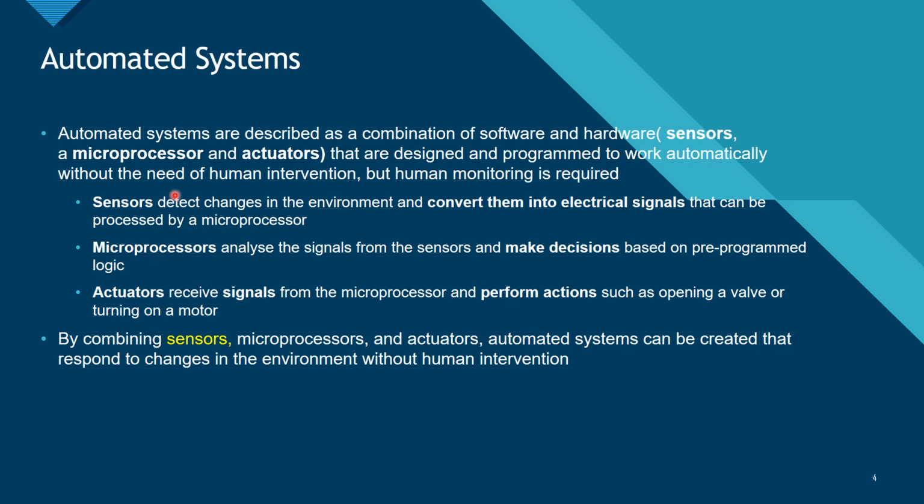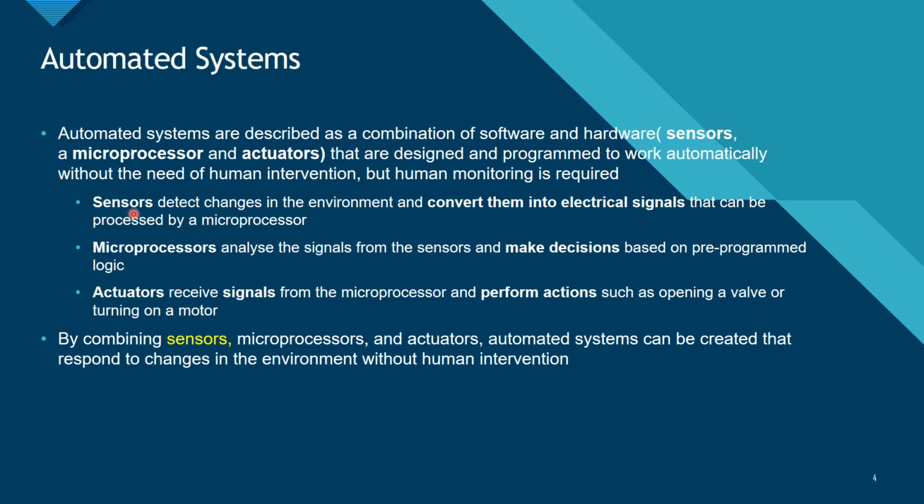First, automated systems. Automated systems are basically a combination of software and hardware that are designed and programmed to work automatically without the need for human intervention. But sometimes human monitoring and human control is required. We just saw that it's a combination of software and hardware, and in the hardware there are three main important parts we will be using. The first one is the sensor, the second one is the microprocessor, and the third one is the actuator.